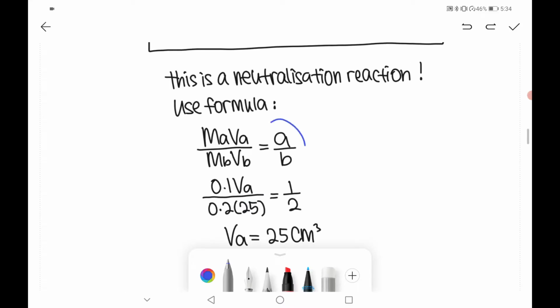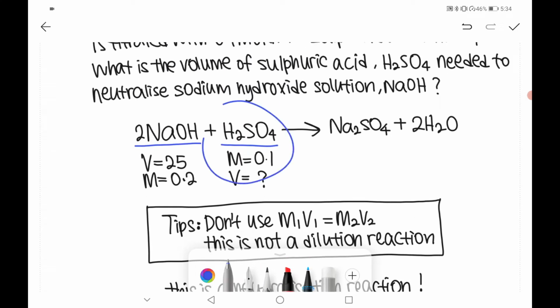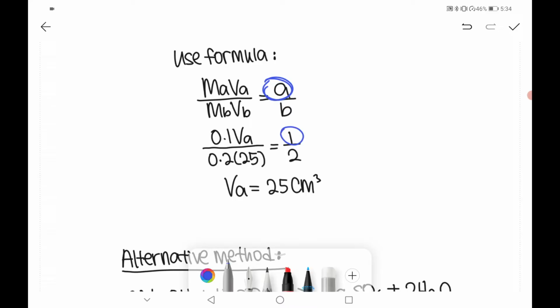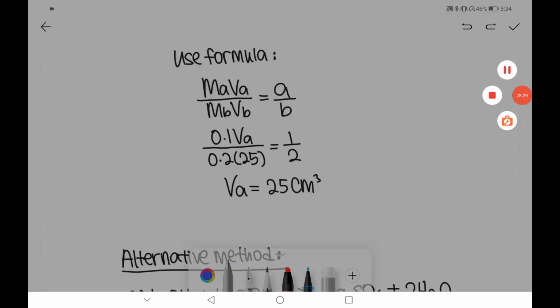Lastly, A divided by B. This is the ratio. A is the ratio of acid. Look at the acid, the front number is 1. So A is 1. Alkali, the front number is 2. So B is 2. Now we know A is 1, B is 2. This is how we put in all the numbers. The next thing, we just key into the calculator. We will get the final answer, VA equals 25 cm³. Don't forget the final unit, which is cm³, because volume of solution must be in cm³.